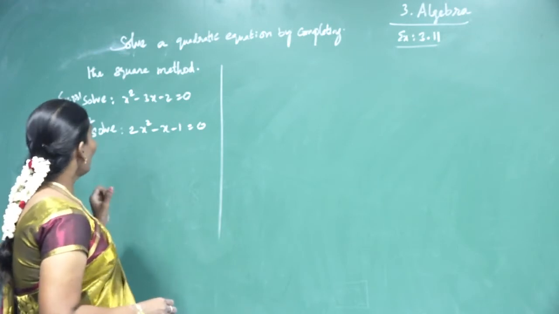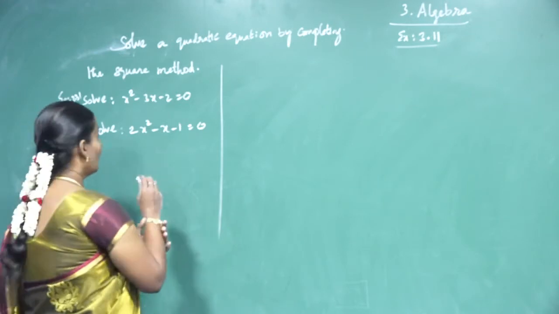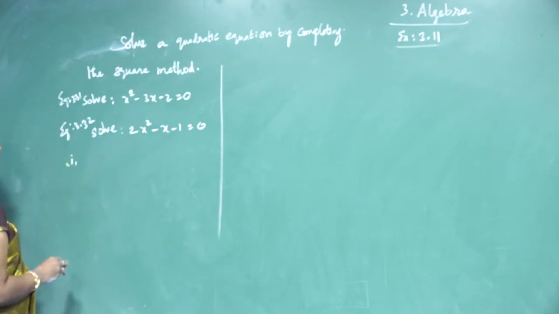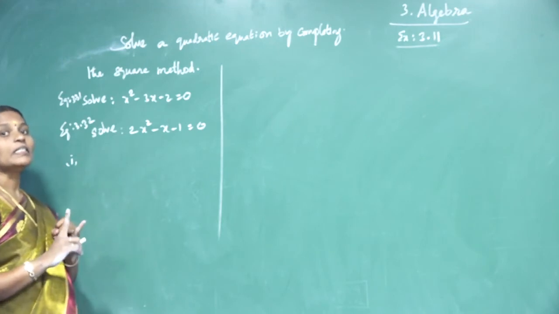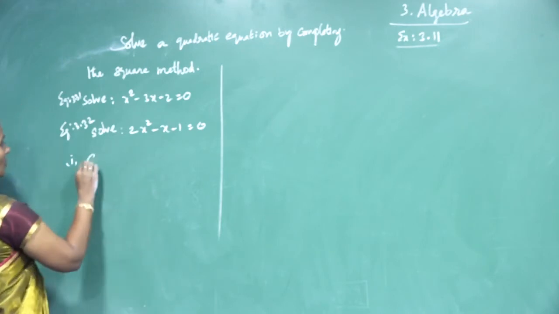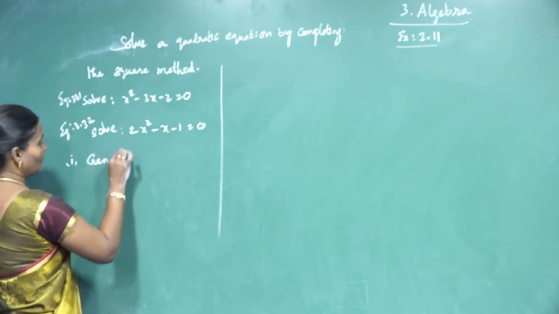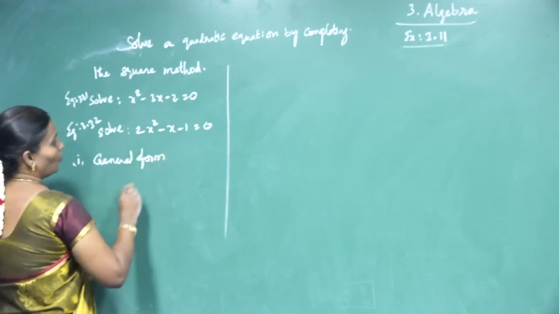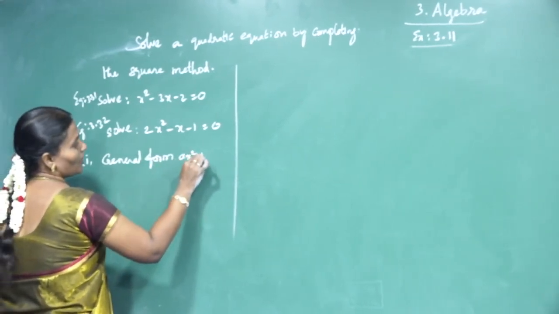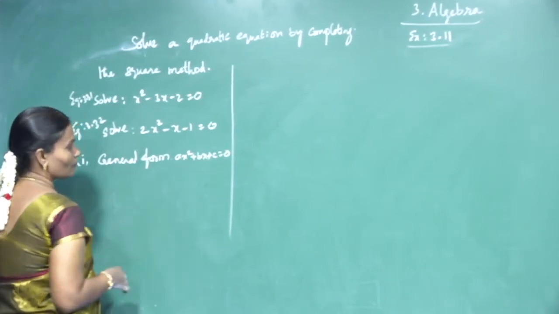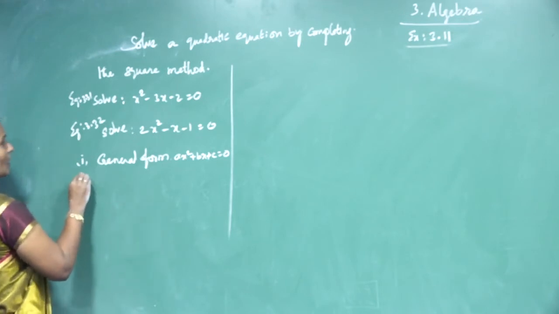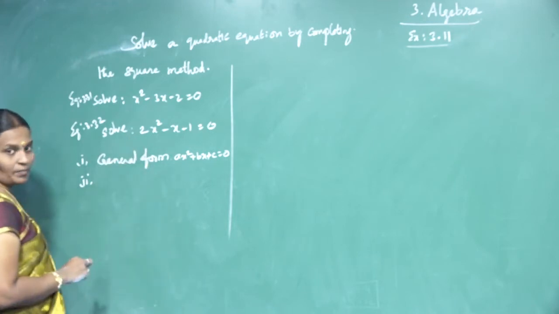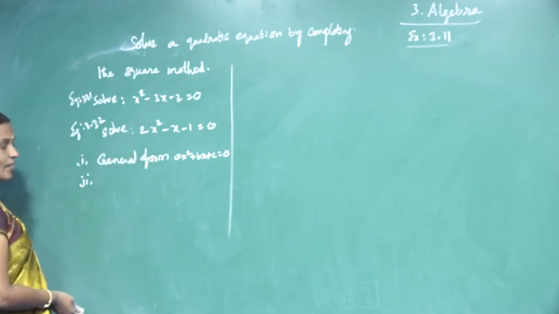Before that, how do we do this sum? See the first step: bring it to the general form of the quadratic equation. The given equation should be in the general form, ax square plus bx plus c is equal to 0. We verify whether the given equation is in general form or not. The second step: the constant term, bring it into the right side.